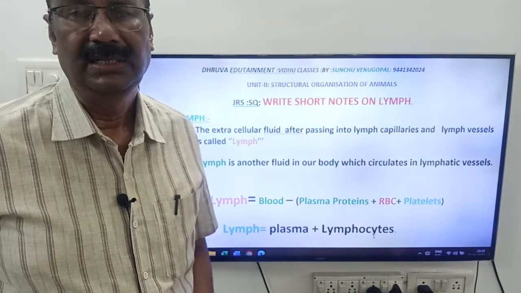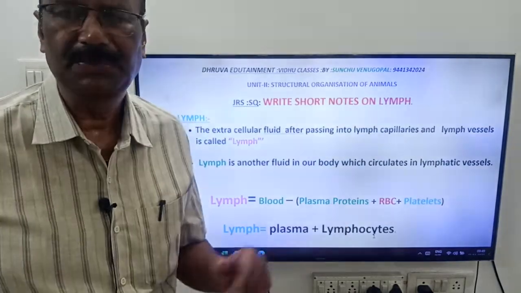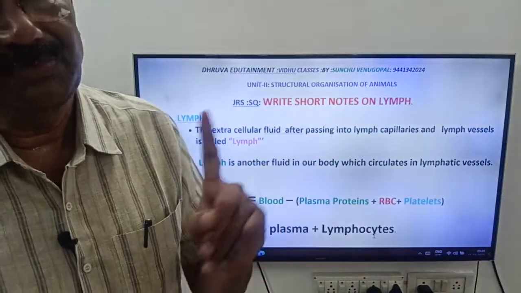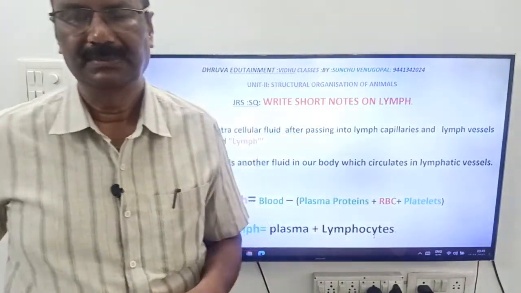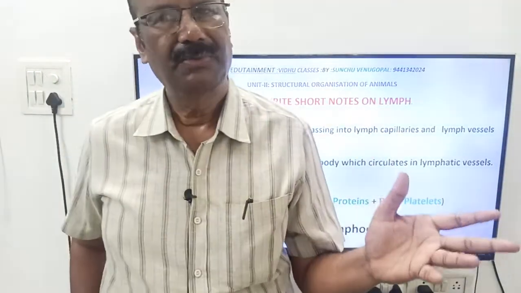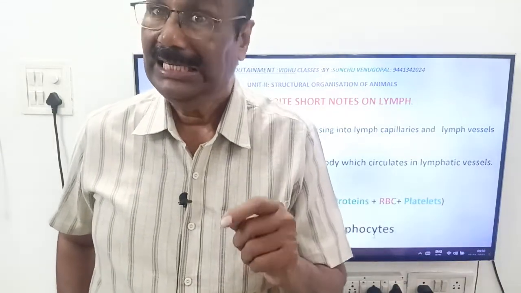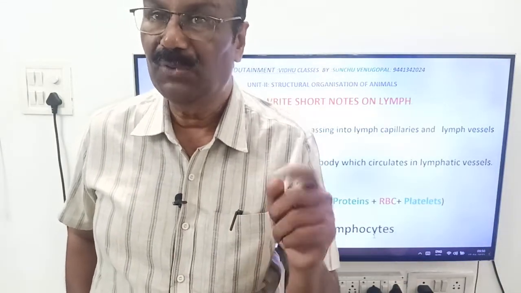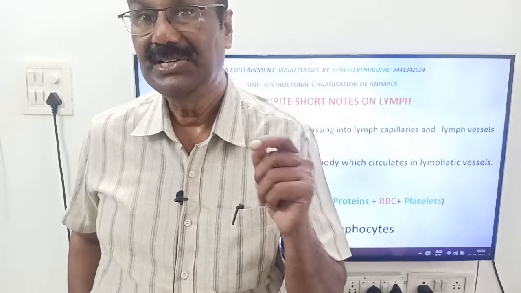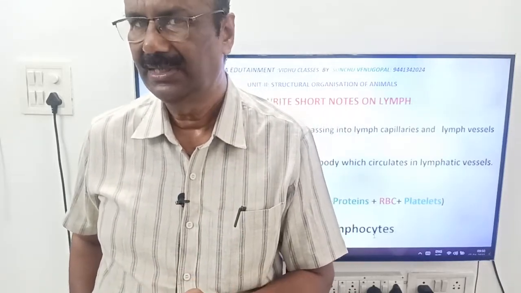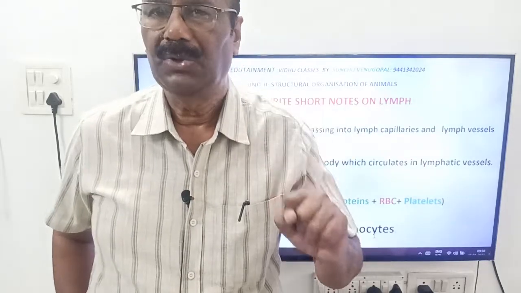Friends, in our body we have two types of fluids. You know it. One is blood. Blood is a fluid connective tissue. You know pretty well about blood, friends. In addition to blood, we have one more fluid. That is lymph, friends. Okay, friends? Now, come to our answer.